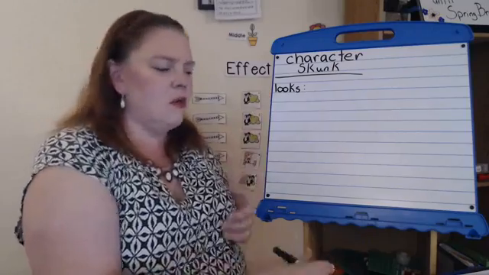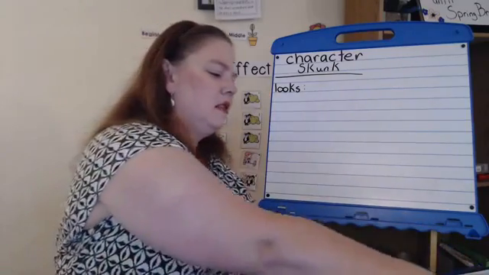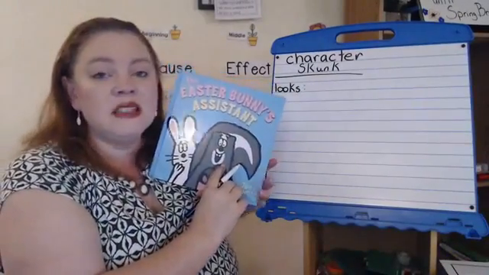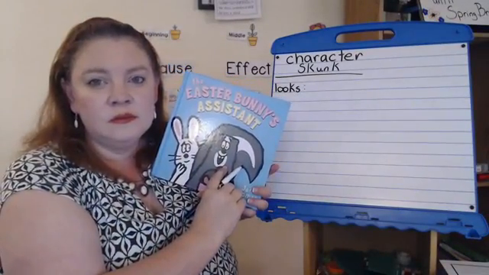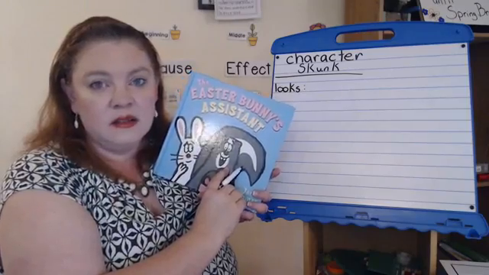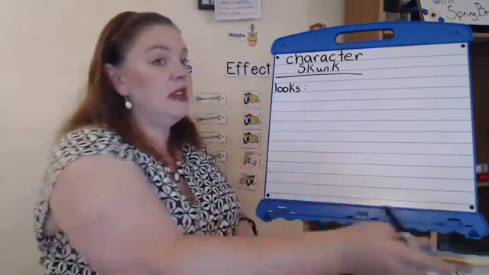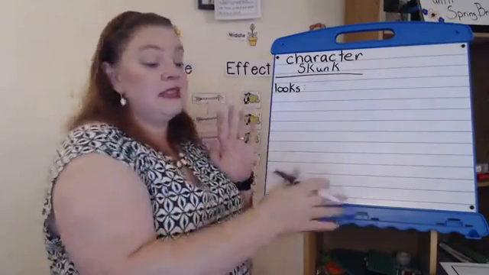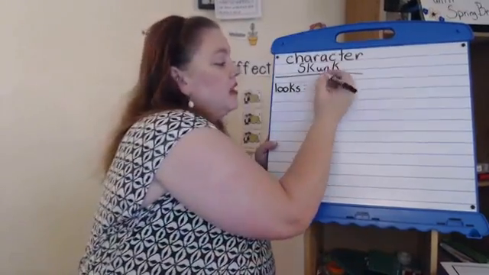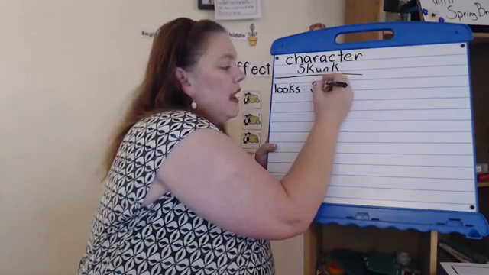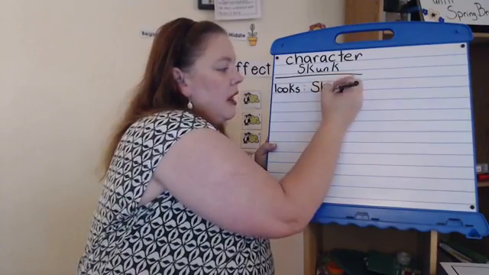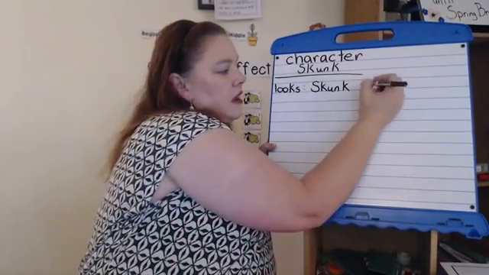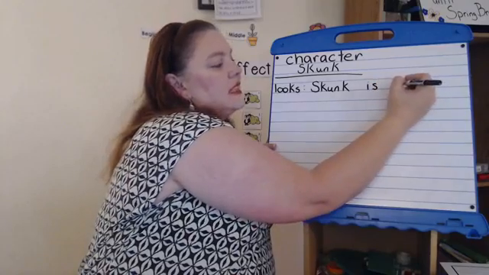So how does Skunk look? What does he look like? Let's think. Well, I think he's smiling, right? He's smiling. So I'm going to write this simple sentence. I'm going to say Skunk is smiling, because that's what we can see clearly from the picture. So beside looks, I'm going to write the word Skunk, and that's his name, so it is capitalized, and it's the first word in our sentence. Skunk is smiling.